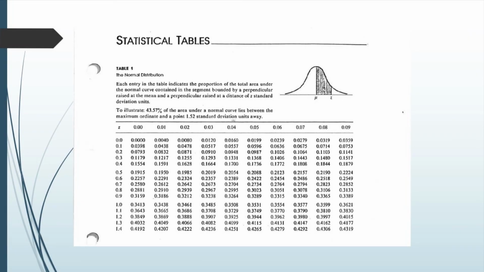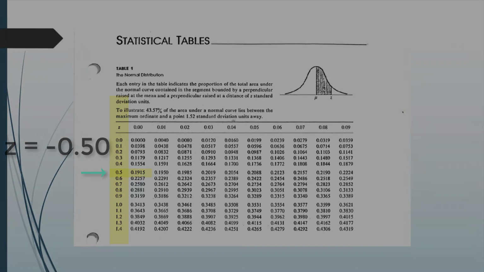So we start with the first column and we identify the first two integers, which is 0.5. So we scroll down, we identify it here, 0.5. And since it's an even number, 0.50, we see that this corresponds with the very first column. And that gives us a critical value of 0.1915. So that is our critical value.